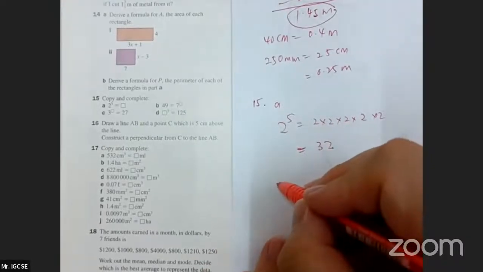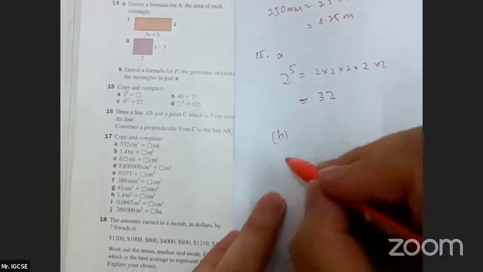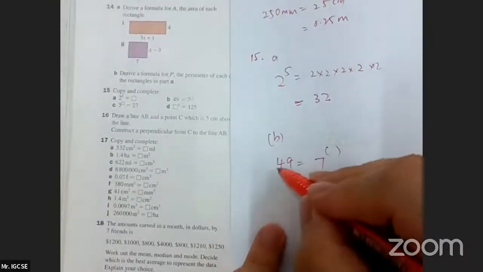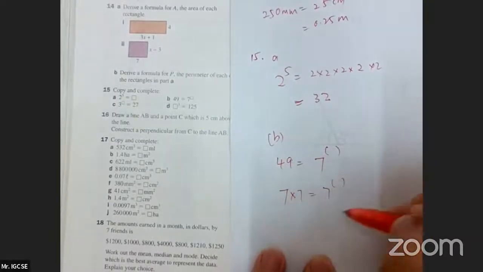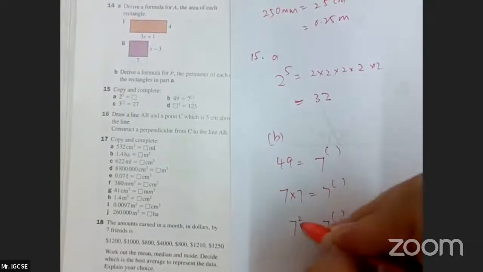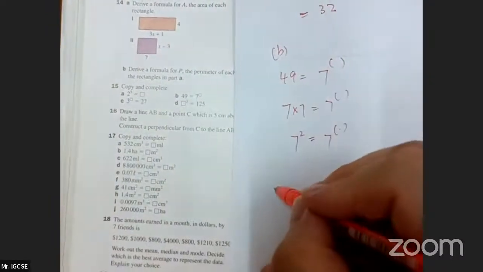So number B, what is the answer of 49 as 7 to the power of what? So you know you can change it here. This one is 7 times 7, so it's 7 squared. So this is 2. So we shall try one more number.